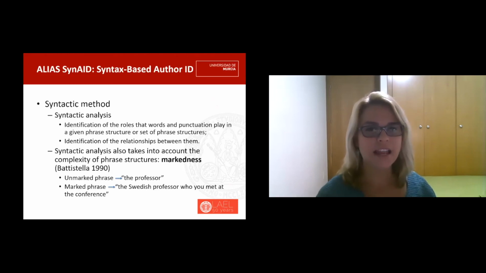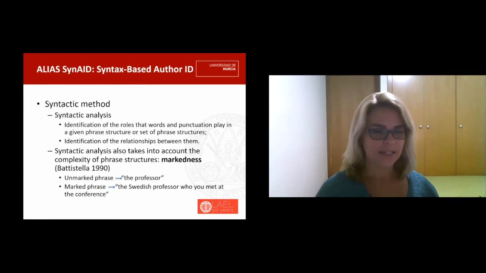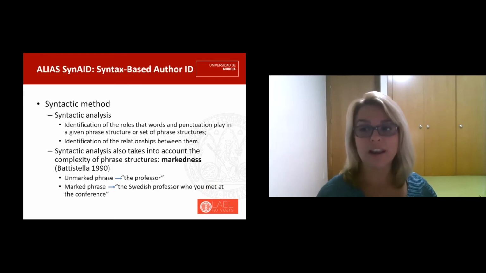Syntactic analysis also takes into account the complexity of phrase structures, as explained by Battistella in his theory of linguistic markedness. A marked phrase is simply constructed and uses words in their default or neutral form. For example, here, the professor. While a marked phrase is more complicated, requiring a better grasp of the language to construct, and is acquired later in language development, as in, for example, the Swedish professor who you met at the conference. Syntactic structures have long been a focus of research, I would say, in authorship identification, and they've been proven reliable. And those are the grounds for one of the modules in ALIAS, syntax-based author ID.